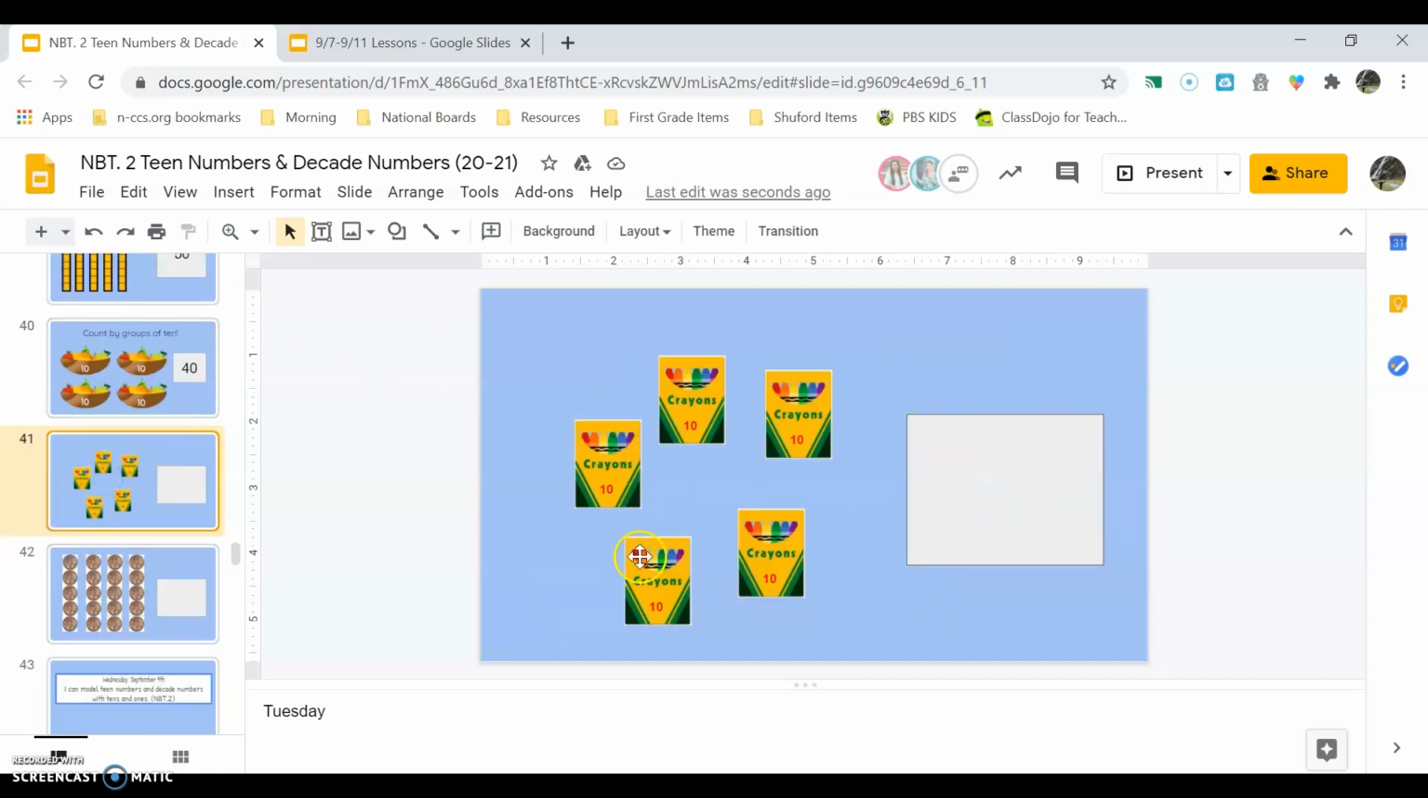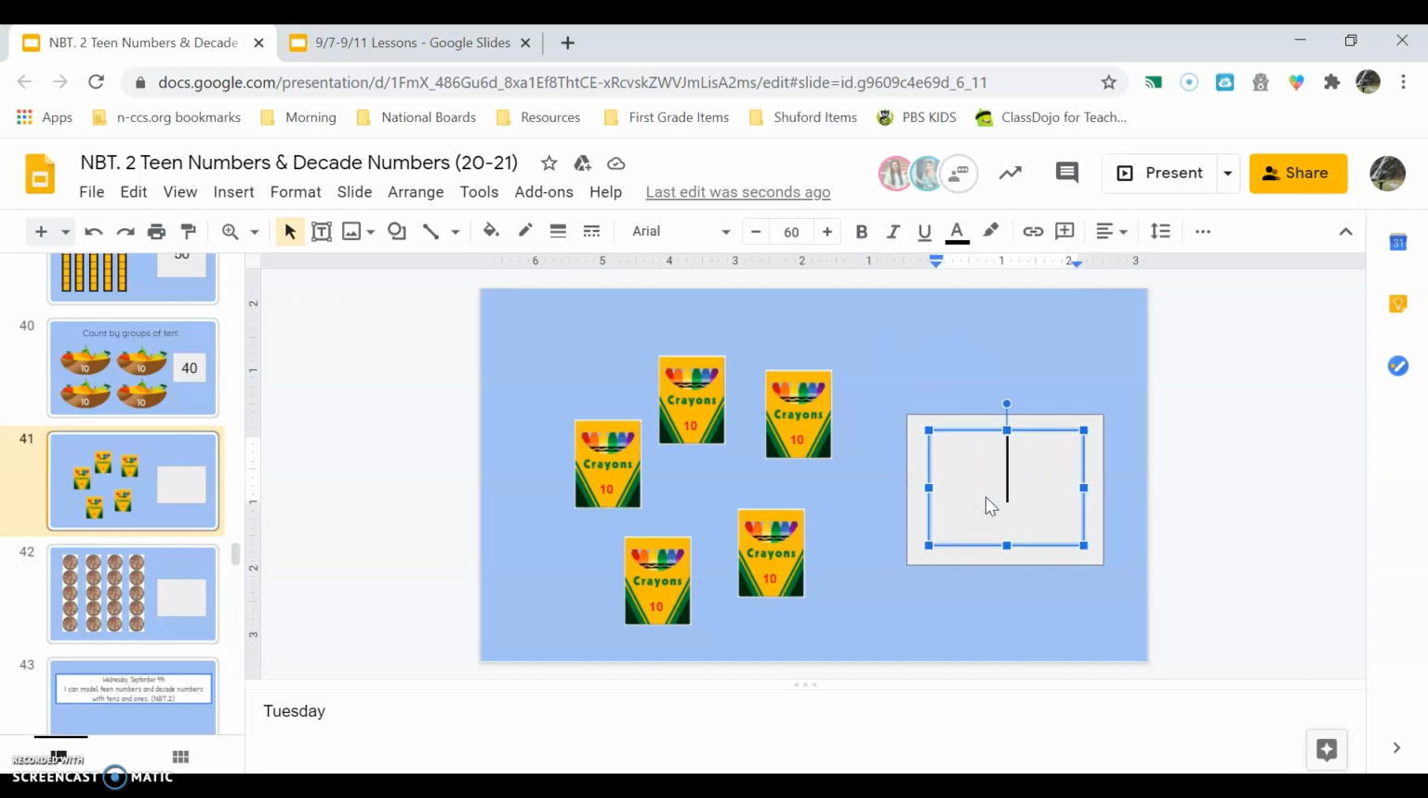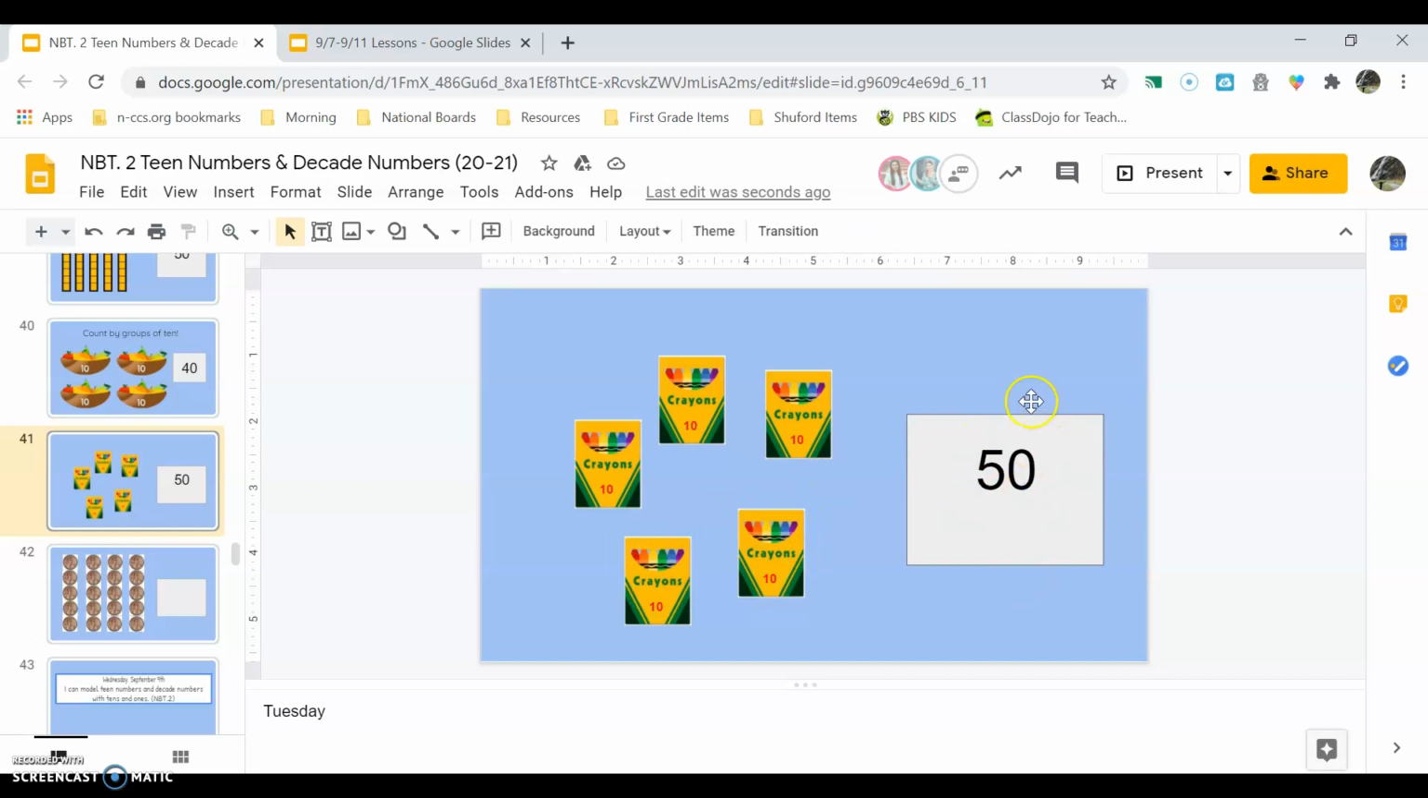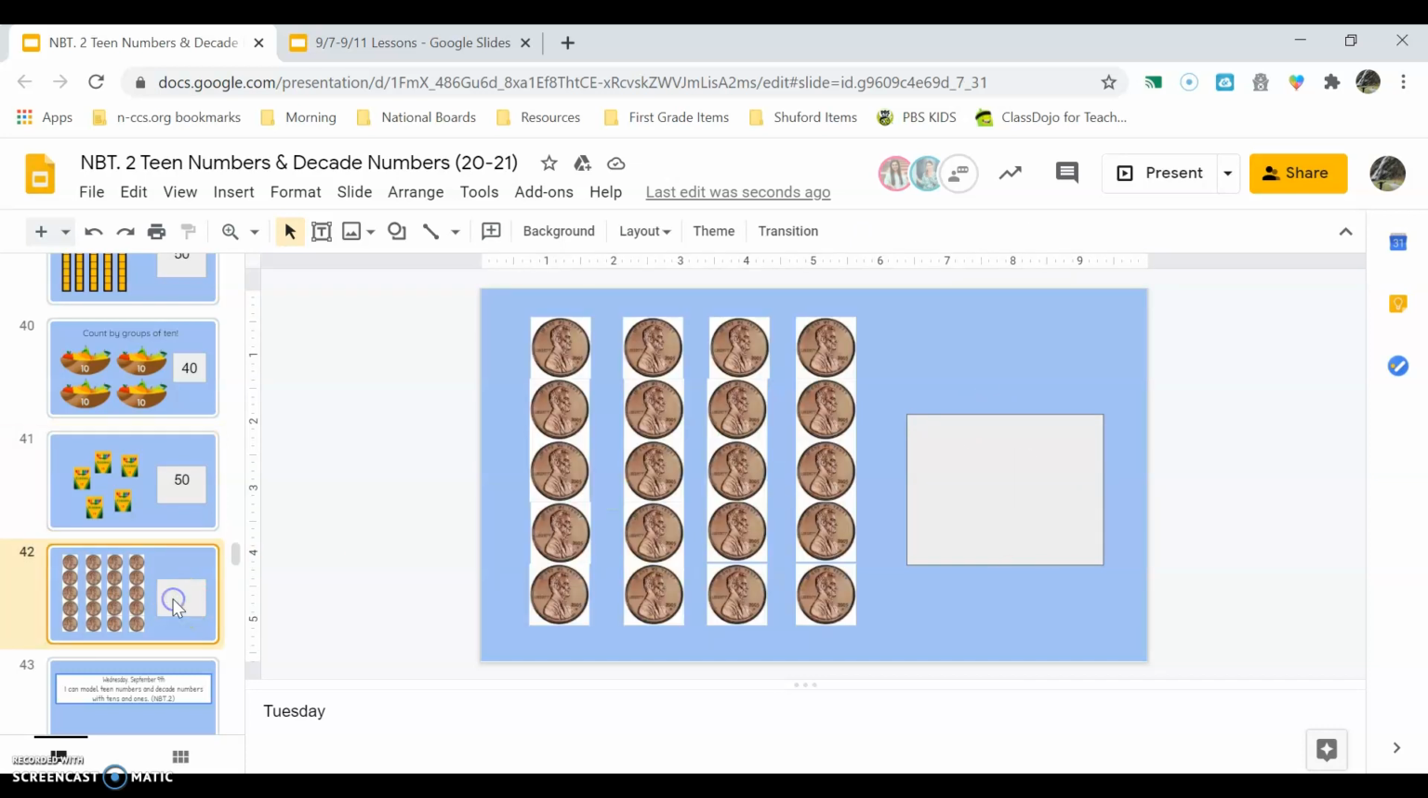All right, let's look at our crayons. I'm going to point and you're going to count. 50. All right. We can double check. I have 1, 2, 3, 4, 5. I have 5 groups of 10, 0 left over, and I could count by tens, 10, 20, 30, 40, 50. So my total is 50. All right, last one.